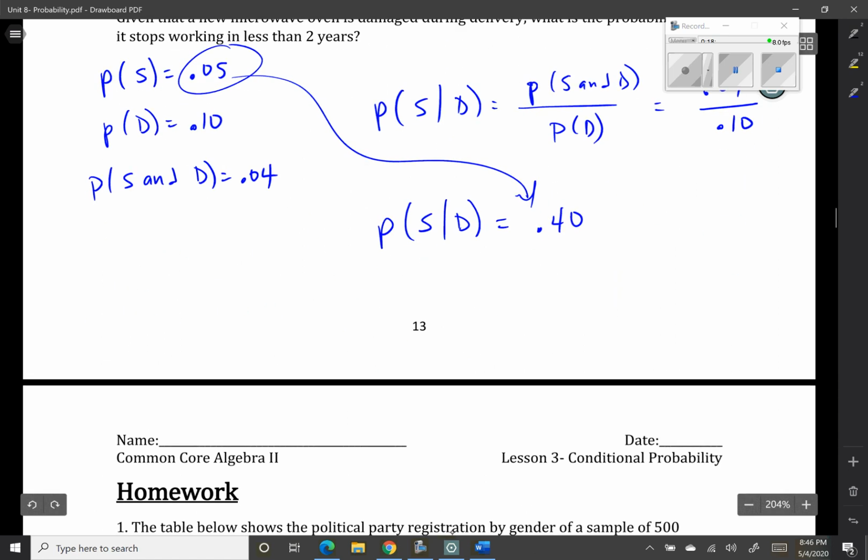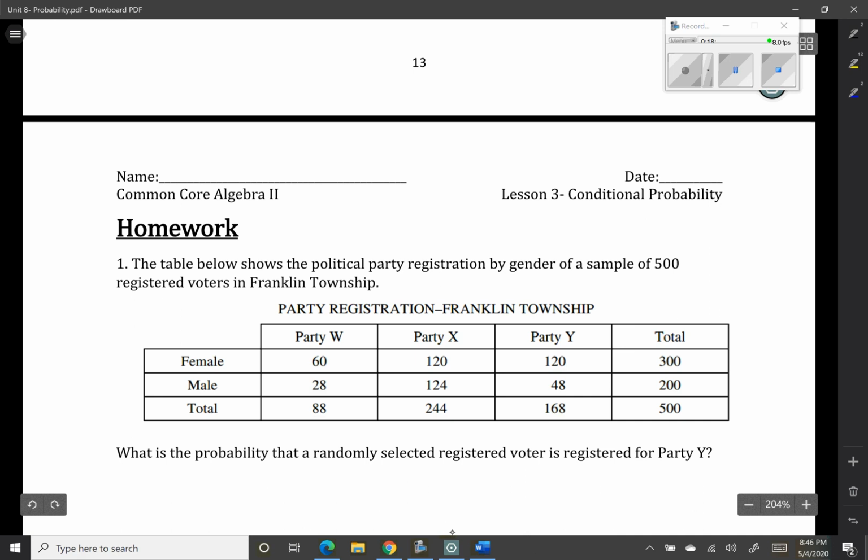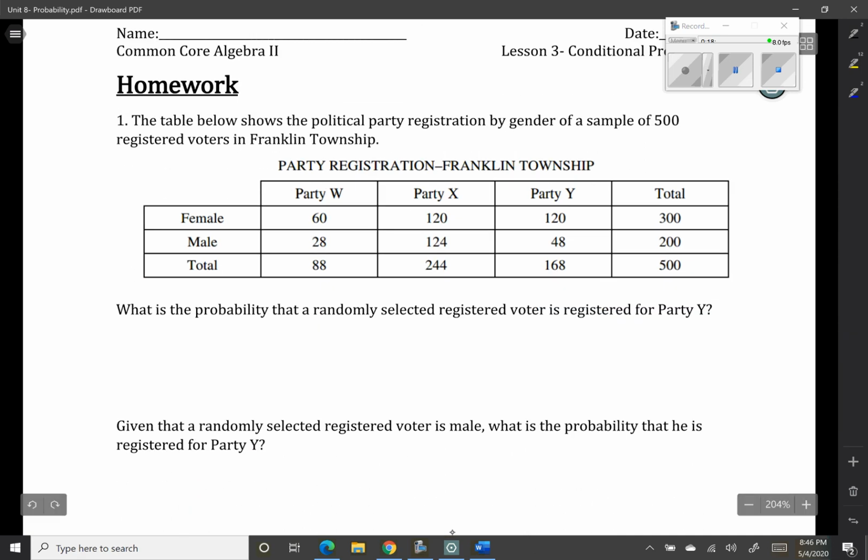All right, so this is a good opportunity for you to pause the video, come back. We'll talk about party registrations and some conditional probabilities in the homework. But again, it's important that you're trying these questions first before you just jump right in and complete the whole video. So go ahead, pause the video and come back. All right, welcome back. Hopefully you tried these on your own.